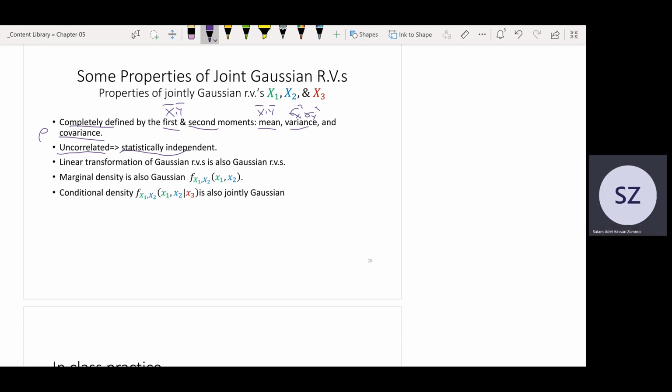ثالث شيء, if I do any linear transformation of Gaussian random variables, I get also Gaussian. And we did not prove this. We will not do it here. However, this.